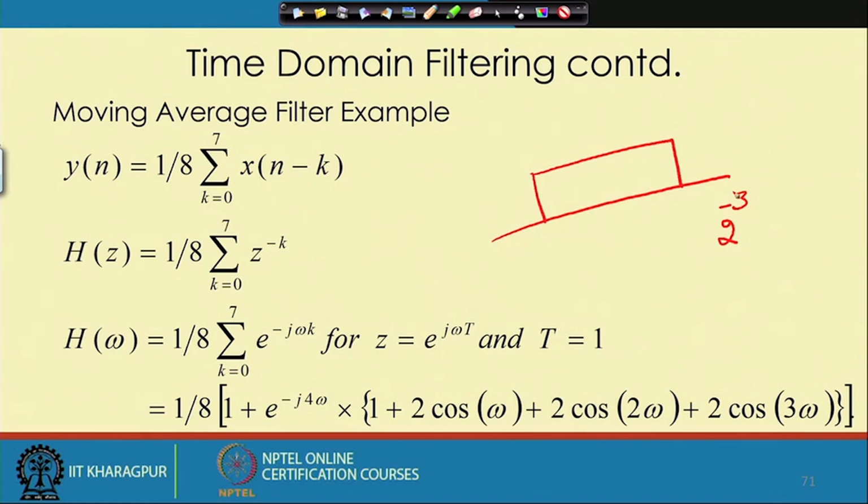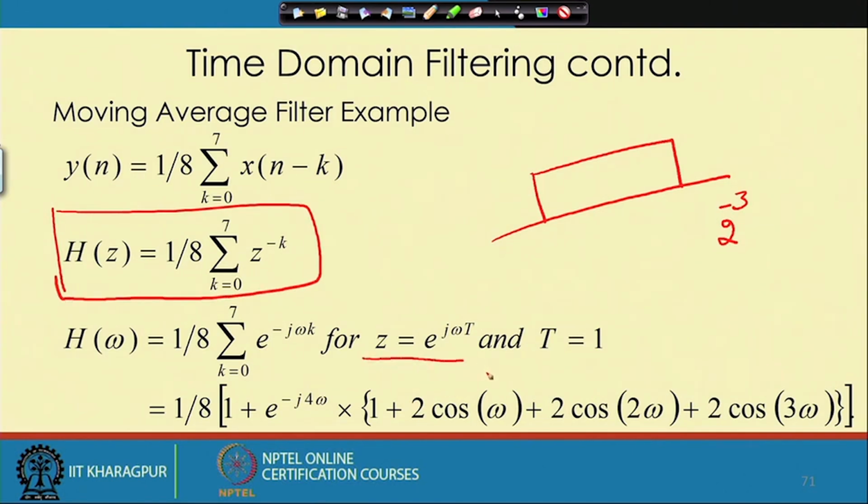For that filter H(z), we can look at the frequency domain characteristics by taking z equal to e to the power minus j omega T, and T equal to 1. So, we get the H(omega) here, and then we can simplify it further by replacing the exponential with the cosine and sine terms, and we get it consisting of only the cosine terms. That means it would be symmetric, and the maximum will occur at 0.